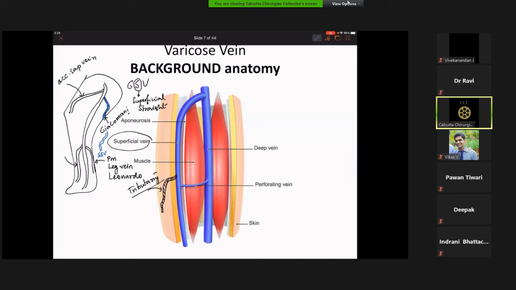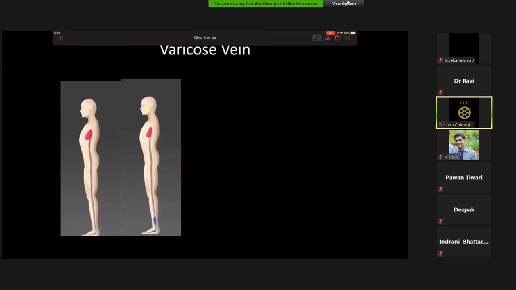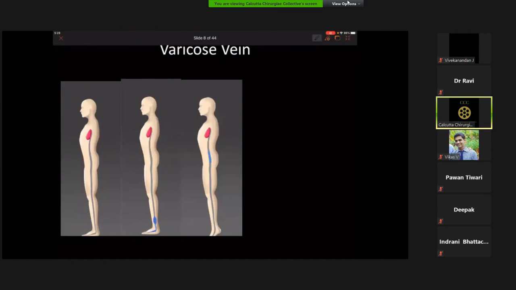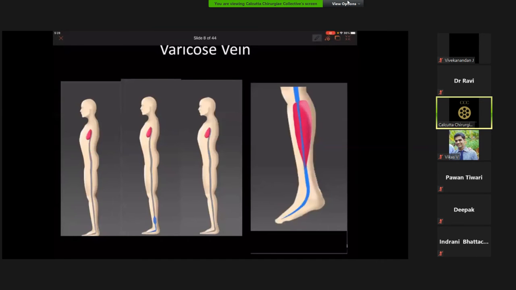The deep system is known to take the blood to the heart. And while doing so, see the mechanism by which it does. Now, the heart pumps the blood. The blood returns to the heart, usually by way of a squeeze of the calf muscles. This is called the soleal pump. As you can see in the picture, the soleal pump is responsible for squeezing the blood to the heart. The blood is going to the heart.